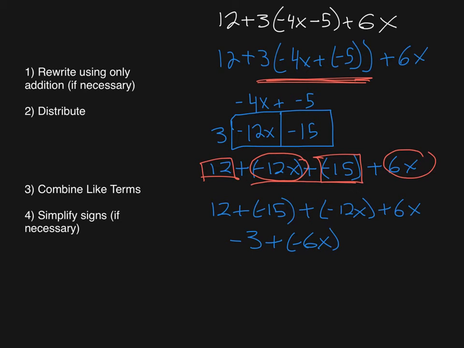And can I simplify my signs? I do have plus a negative. We're adding negative 6x, so I'm going to change that to negative 3 minus 6x is one way we can write that answer. And that is our final answer for that problem. That's the simplest version of the expression we started with.